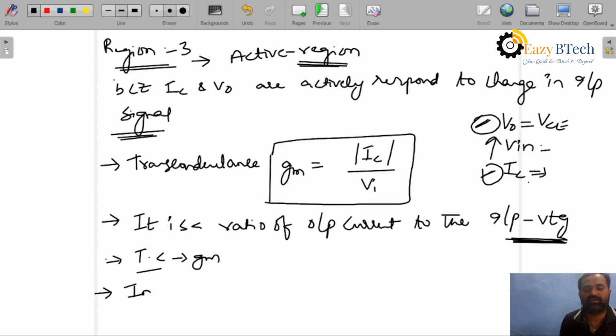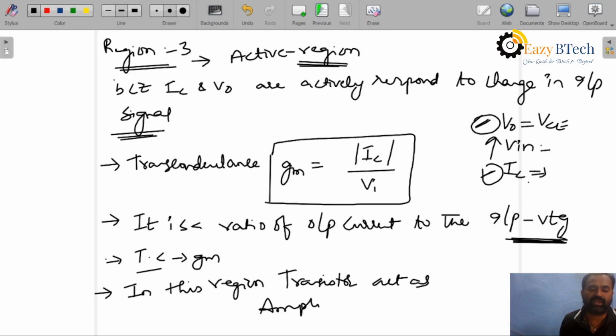In this region, the transistor can act as an amplifier. This is the transistor amplifier region. Next, for better transistor amplification action, the transistor is operated in the active region. It means for a smaller input change, a larger IC current can be produced. That is the amplifier action.